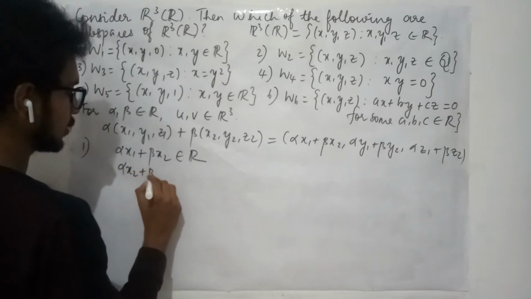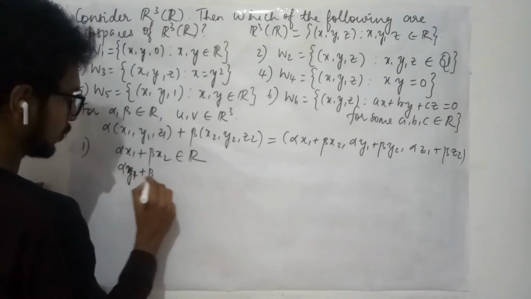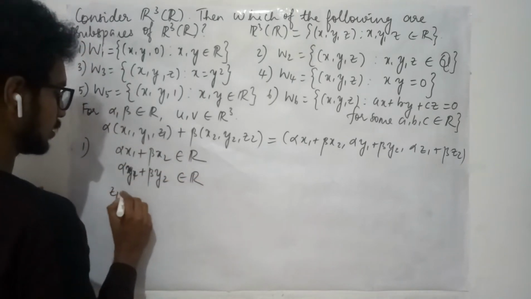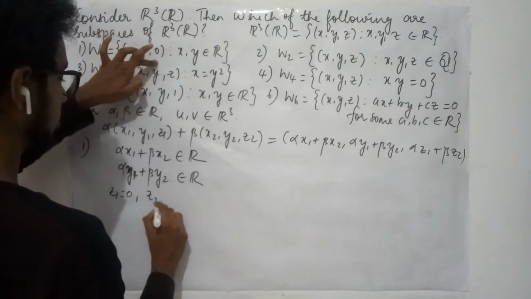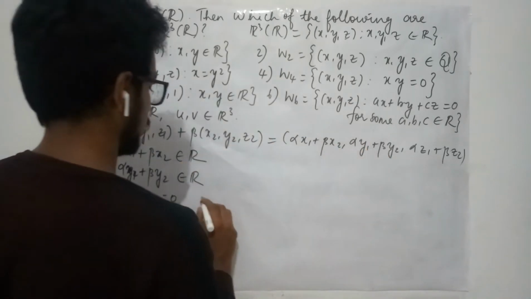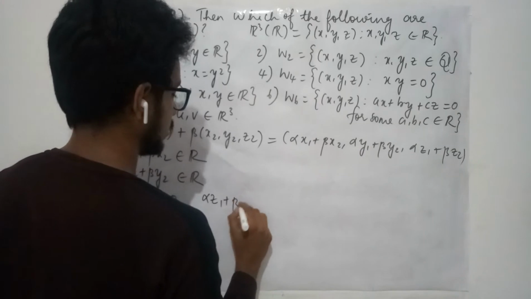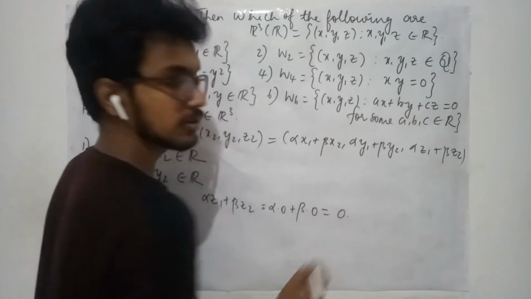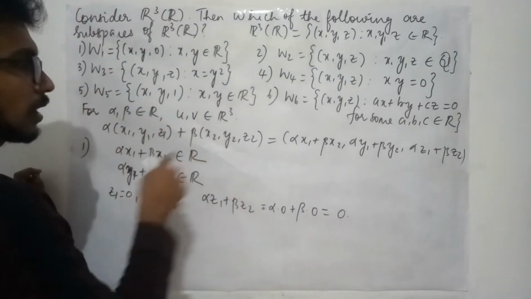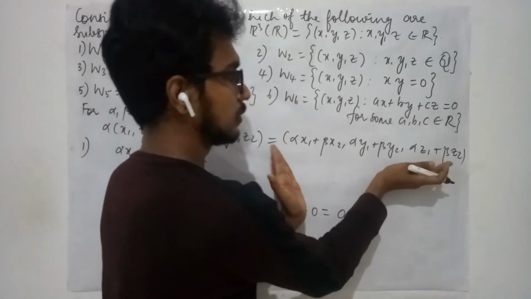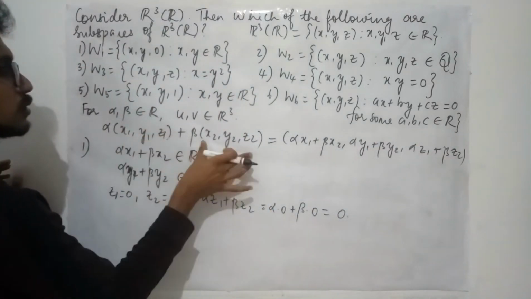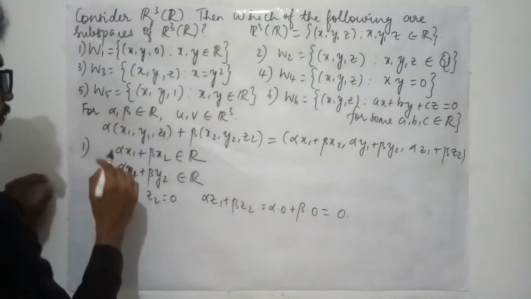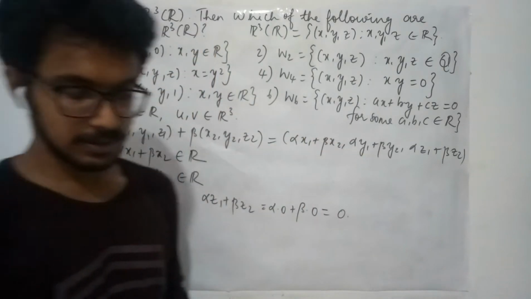Similarly, alpha y1 plus beta y2 is also a real quantity. Here your z1 is 0, right? z2 is also 0, and here let us check what about this. It is alpha times 0 plus beta times 0, it is also 0. So it is satisfying the required condition. So whenever you take these two in W1, you can see that this is also in W1. Therefore, W1 is a subspace, right?